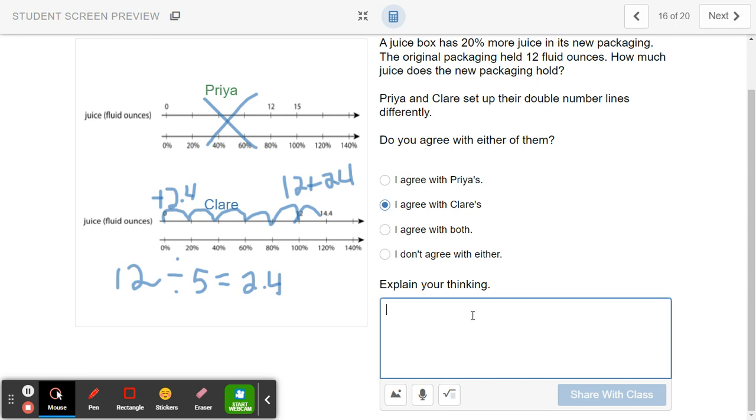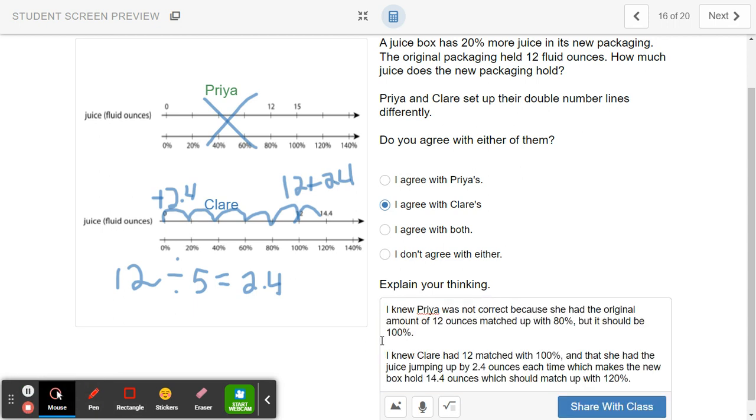And so now let's take some time to explain our thinking. Okay, so for my explanation here, I know there's two things that I wanted to make sure of when I was explaining my answers. And the first thing was I wanted to make sure how I knew Priya was wrong. So in my first part of my explanation, that's what I did. I said that I knew Priya was not correct because she had the original amount of 12 matching up with 80 when it really should be 100.